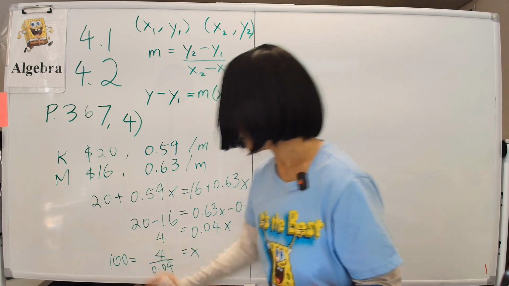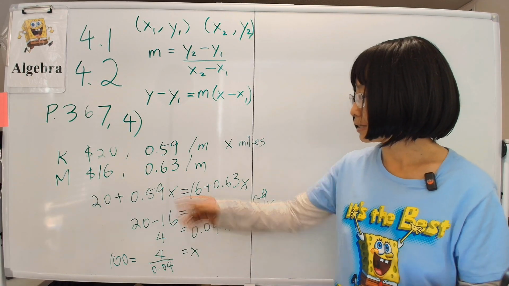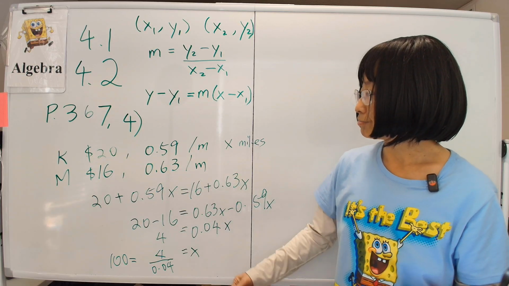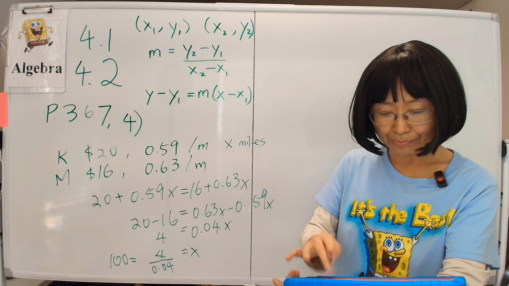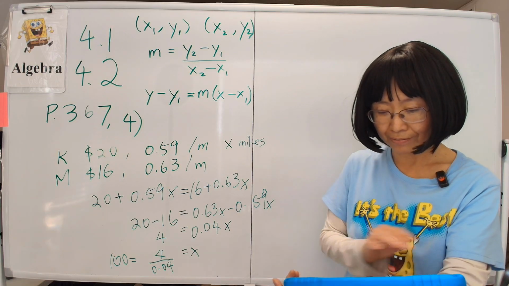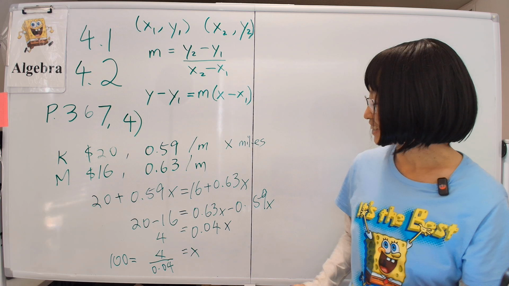So if the guy drives 100 miles or more, then he should be better off with the second company, where it catches up. So he's better off with the company that's more expensive up front. Now let me check. Yep, that is what your book says, and so I got that one right.